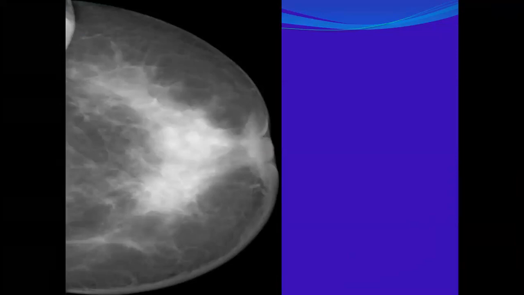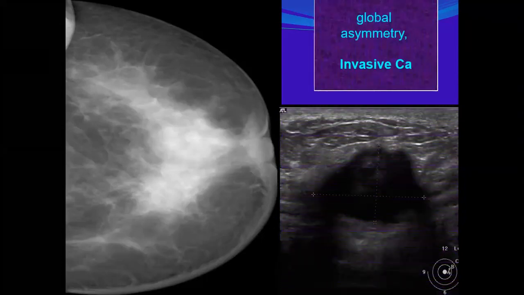This is, I think, a craniocaudal view. The craniocaudal view shows global asymmetry with associated breast edema, skin thickening, nipple retraction, and architectural distortion. Yes, also represent BI-RADS 5. I think this is lobular carcinoma, if I remember the patient.